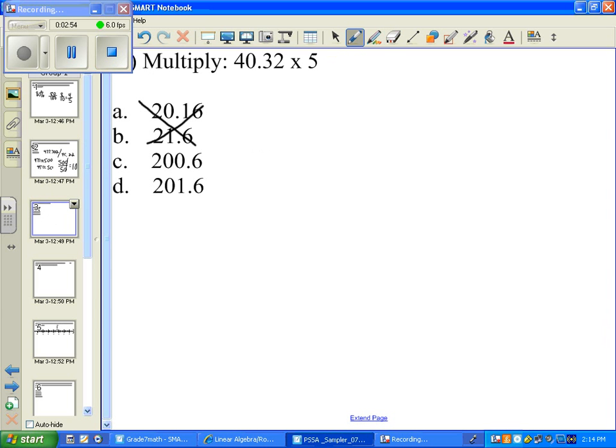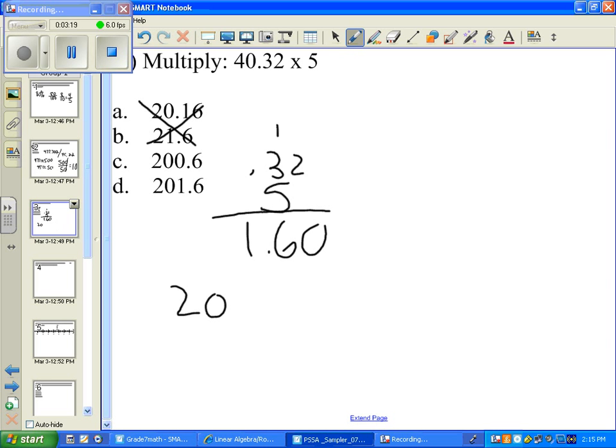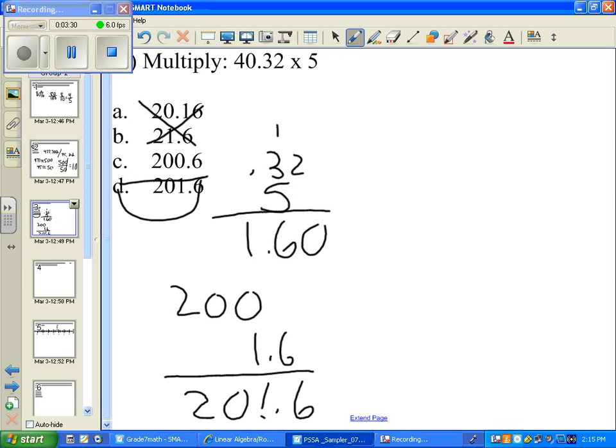But 5 times 0.32 is going to be 1.6. So we can add that: 5 times 40 is 200, and add 1.6. And we come up with an answer of 201.6. And that happens to be letter D on our answer sheet.